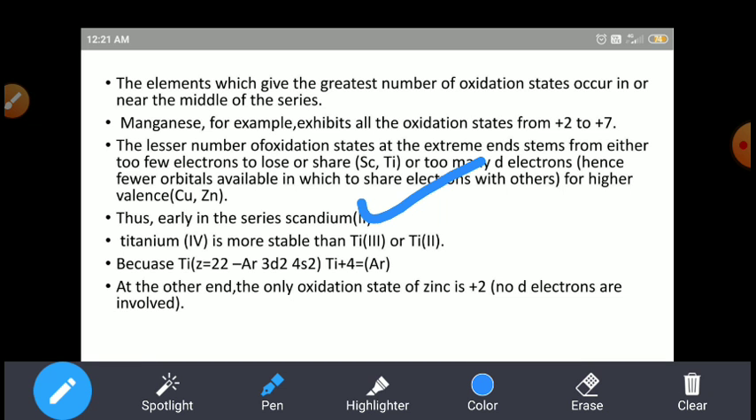Scandium exhibits the +2 oxidation state in the series. Titanium exhibits the +4 oxidation state.